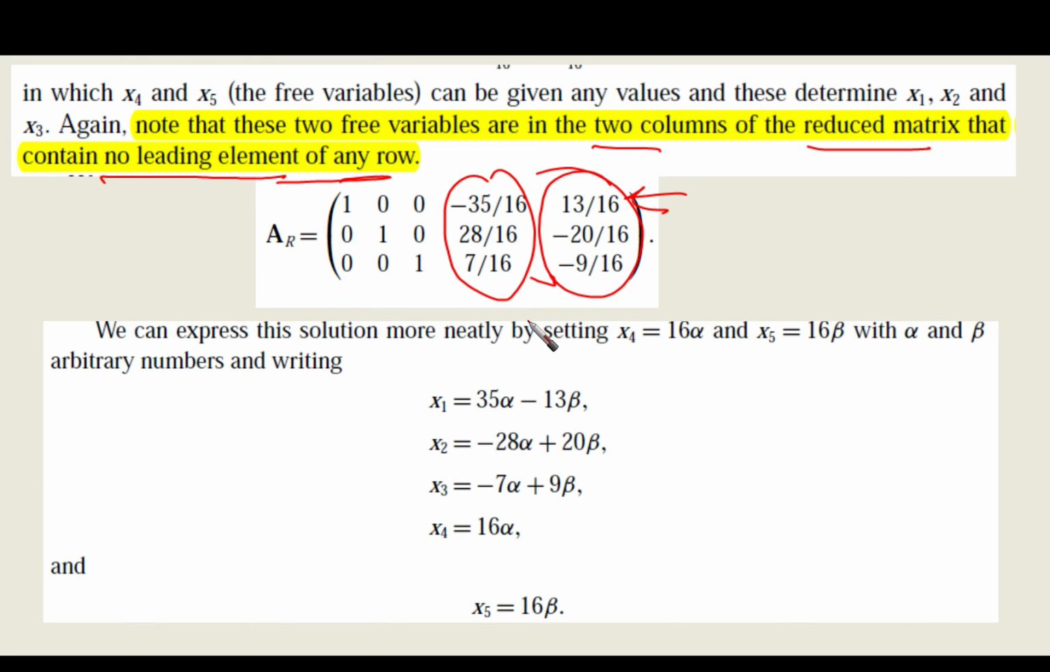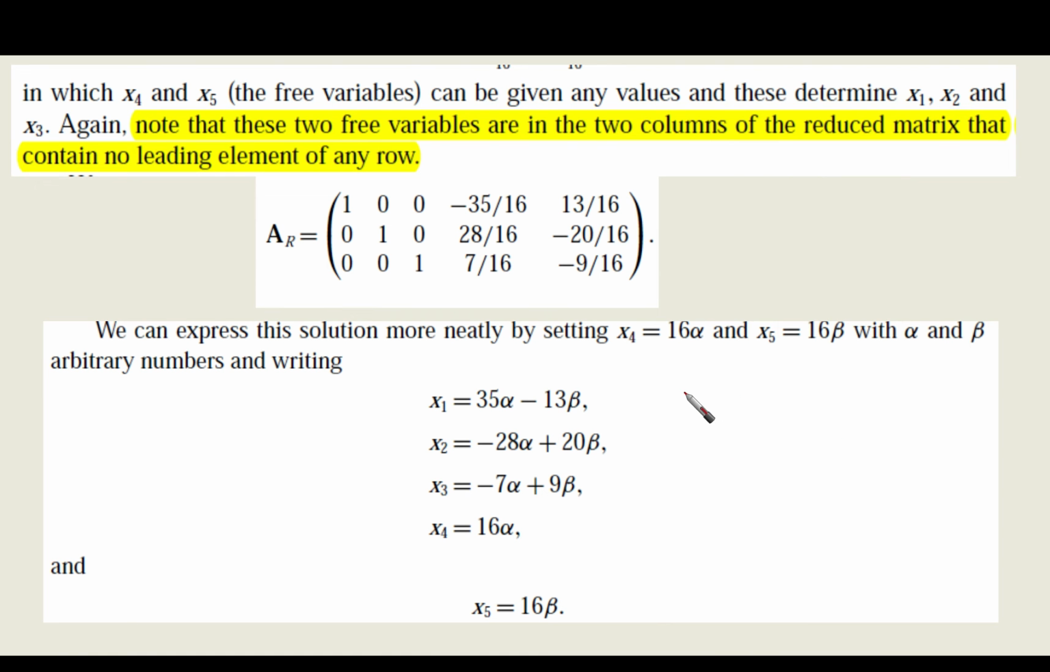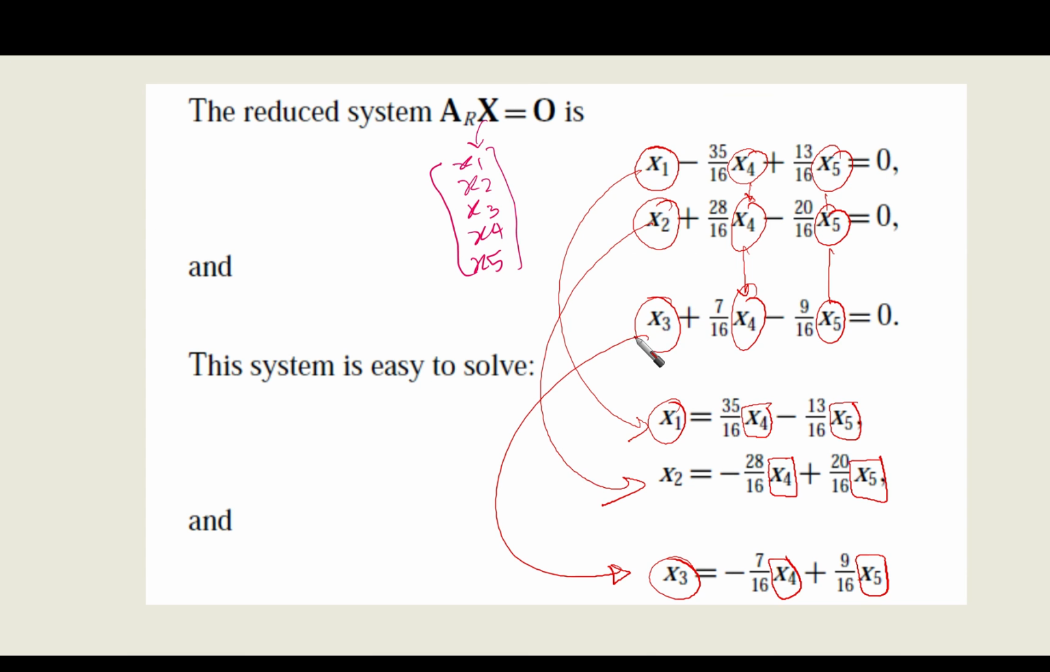We can get the solution like this, that x1 equals 35 times alpha, where this alpha is going to be, if we assume x4 to be 16 alpha and x5 to be 16 beta, okay, with alpha and beta being arbitrary numbers, just to make it neater and look nicer. So we are going to take x4 over 16, for example. So x4 here is equal to 16 alpha, because we want to get rid of this 16 here.